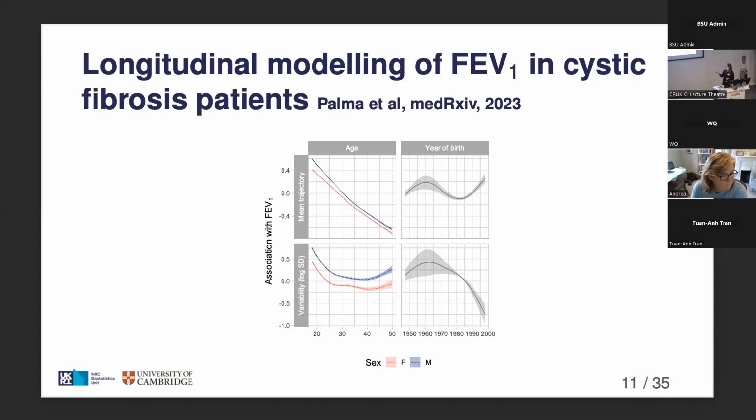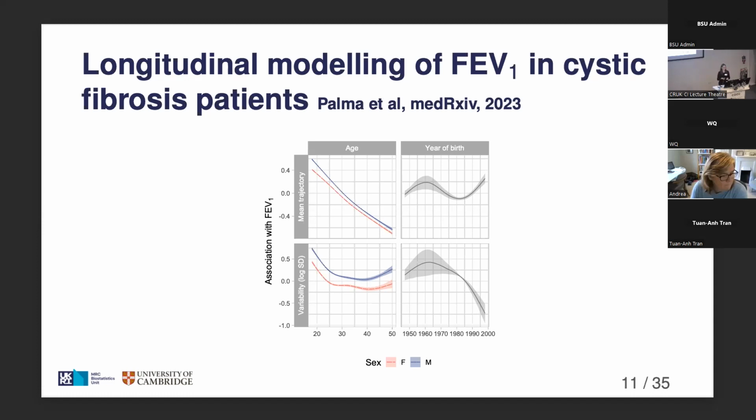And then the graphs on the bottom show the dependence of the variability on the age and the year of birth. So again, males tend to have higher variability than females, and it declines with age, but then kind of evens out with possibly a slight upward increase in variability for older ages. And then the year of birth, again, has a nonlinear effect, kind of increasing and then decreasing.